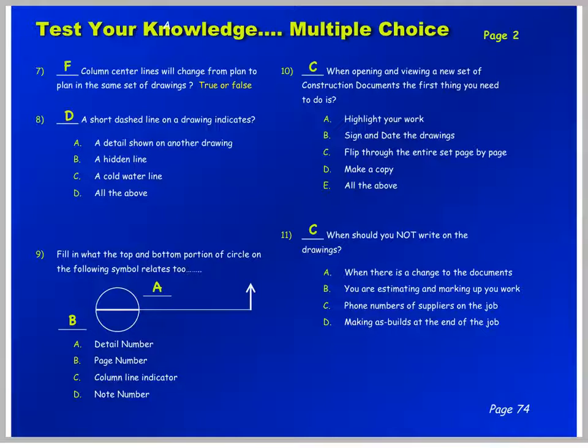Highlight your work, sign and date the drawings, flip through the entire set page by page, make a copy, or all the above. And I believe the answer to be C. Flip through the entire set page by page. Number 11. When should you not write on the drawings? And the answer to that would be C. Phone numbers of suppliers on the job. We don't need to be writing the phone numbers of the suppliers on the construction documents.